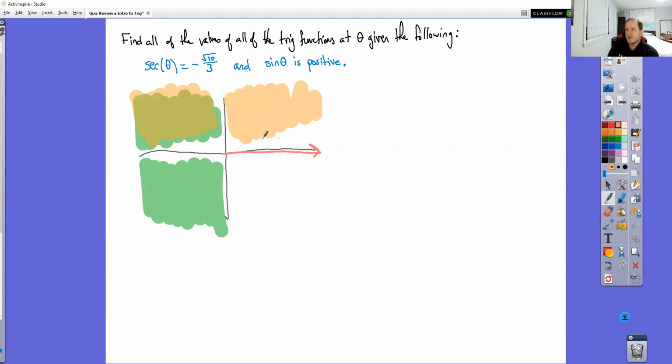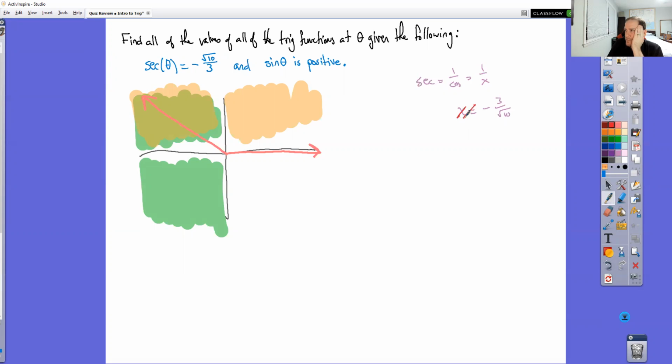Okay, I'm just going to draw this wherever. Now here's what I did wrong. I was telling you that secant is 1 over x. That's not wrong. So I told you just to take the reciprocal of that and say that x was equal to negative 3 over root 10. That was a dumb idea.